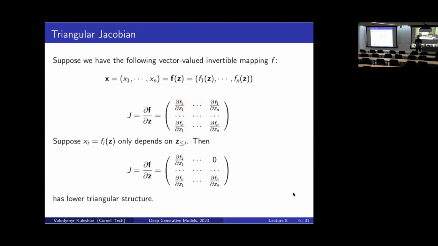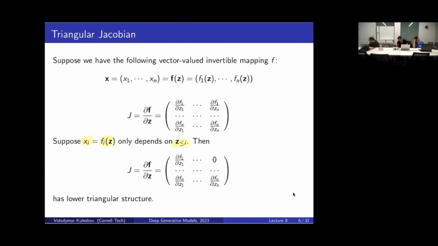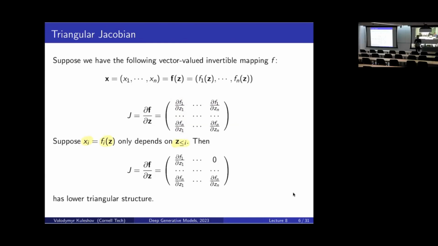Imagine what happens if the ith component, which is simply the ith component of the vector f(z), what if this component f_i(z) depends only on the components of z that come earlier in the ordering? So here we have a vector. The components have been ordered in some way for us, and let's imagine that each component x_i depends only on the z_i that come before it in the ordering. In some sense, this is a little bit like an autoregressive model.